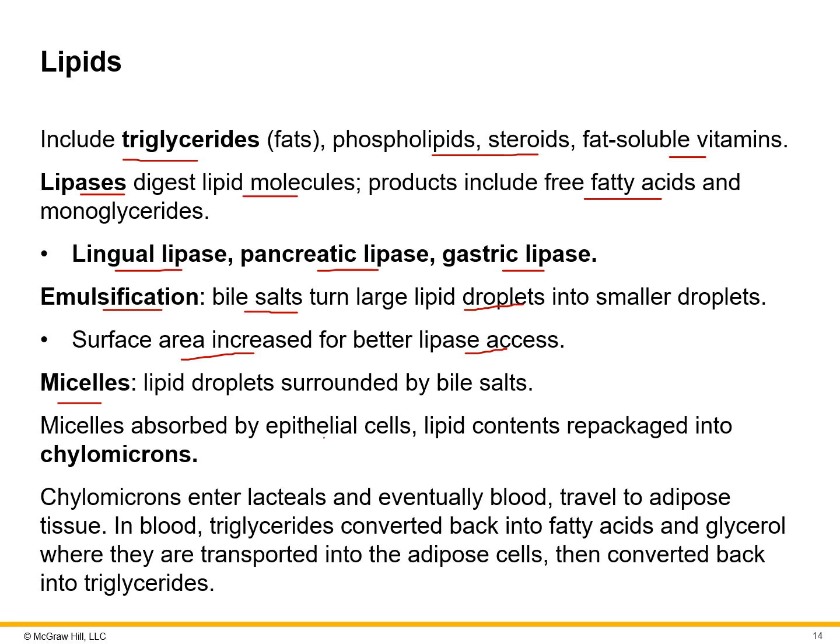Those get absorbed by epithelial cells, and then they get repackaged into what are called chylomicrons, because again, lipids don't like water, so we can't be transporting them that way. They form chylomicrons that enter the lacteals, the part of the lymph system that absorbs these chylomicrons into the lymph and then ultimately into the cardiovascular system.